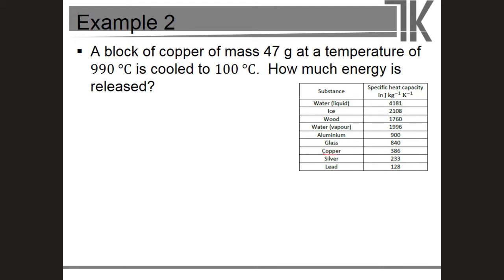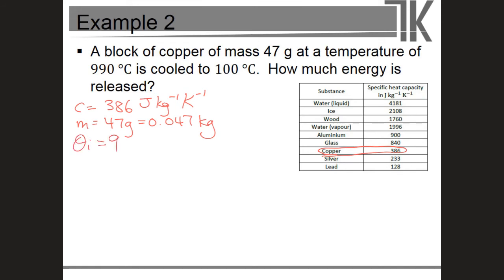So a block of copper, that tells us our specific heat capacity is 386 joules per kilogram per Kelvin, of mass 47 grams. Remember to convert that into kilograms. At a temperature of 990 degrees Celsius, is cooled to 100 degrees Celsius. How much energy is released?